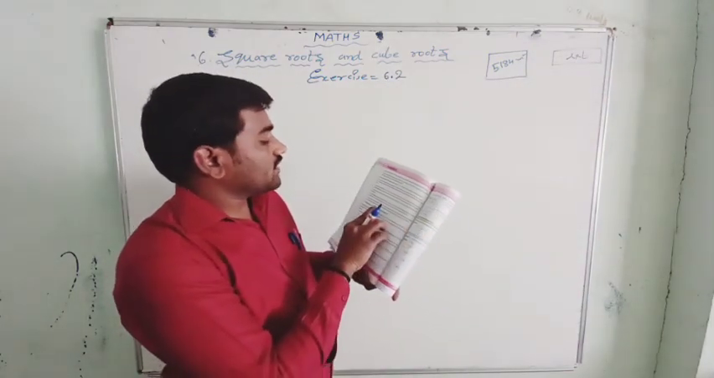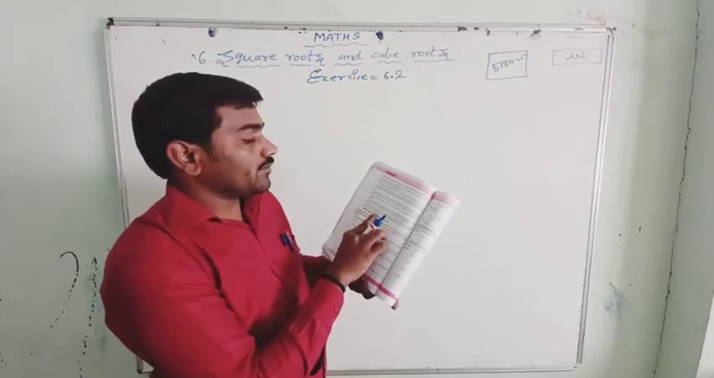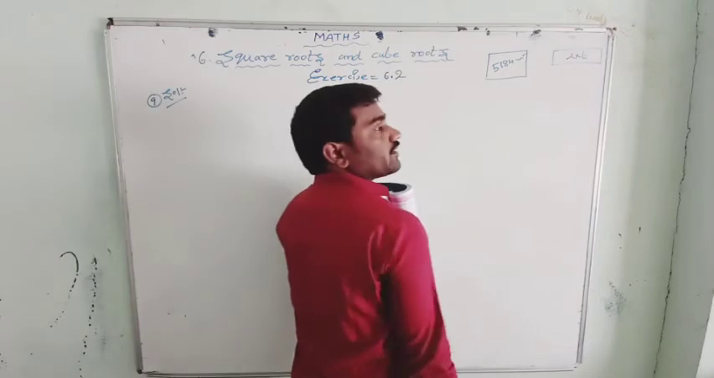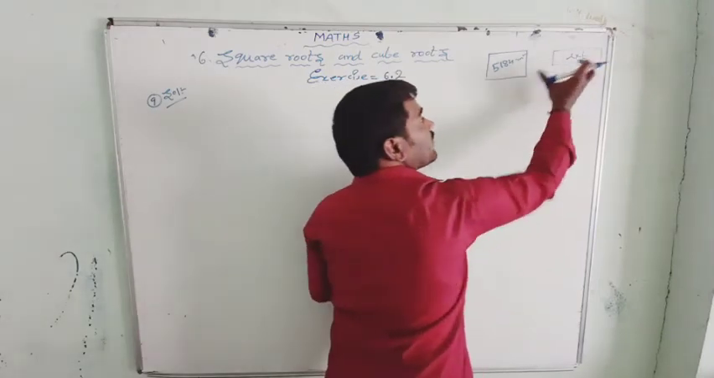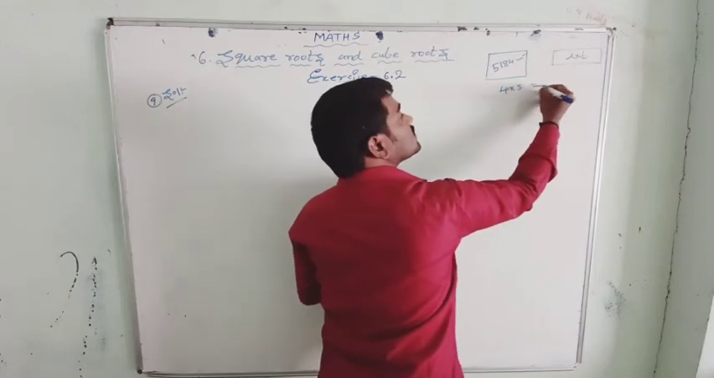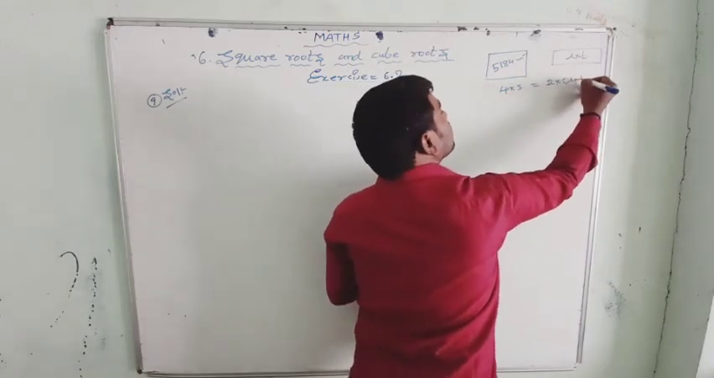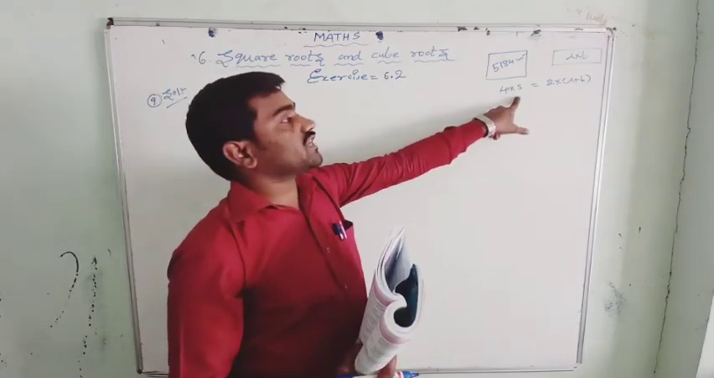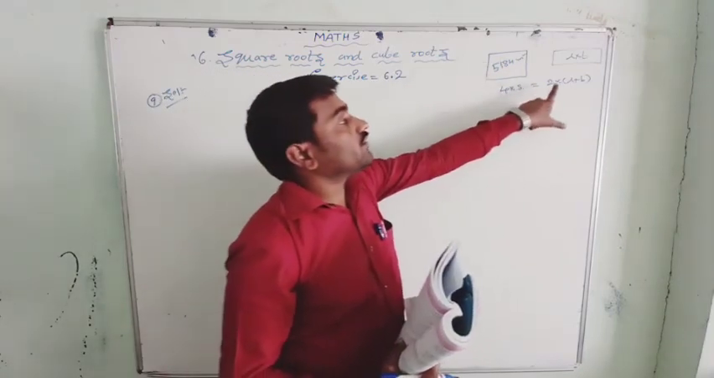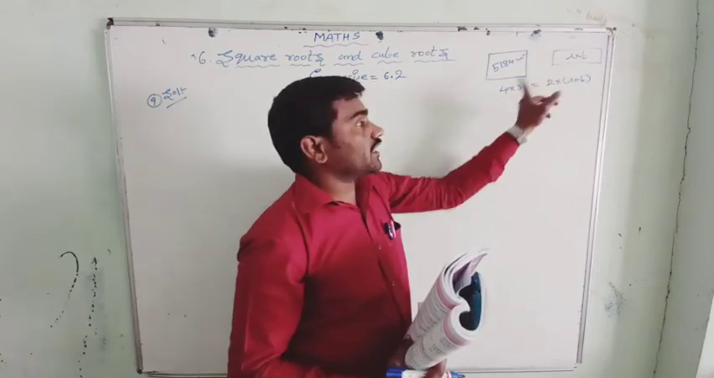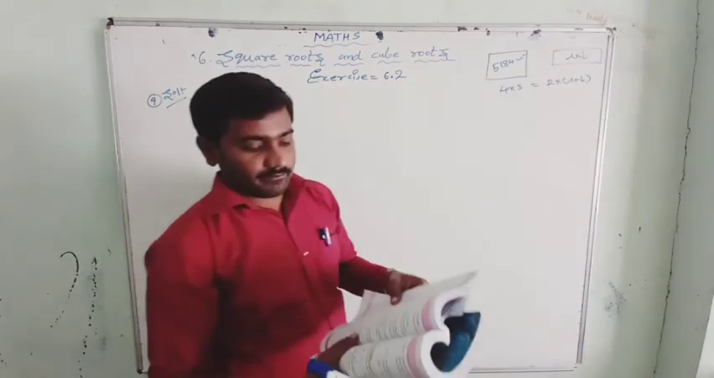But its perimeter is equal to the perimeter of the square. These both perimeters are equal. The perimeter of the square, formula 4 into S, is equal to 2 into L plus B. Here 4 into S, 4 into side, is the perimeter of the square, and 2 into L plus B is the perimeter of the rectangle. These both perimeters are equal.